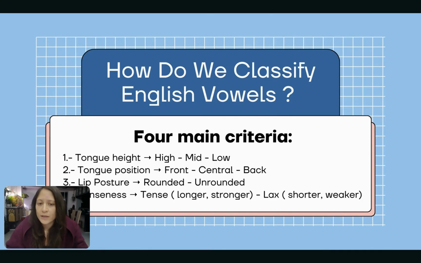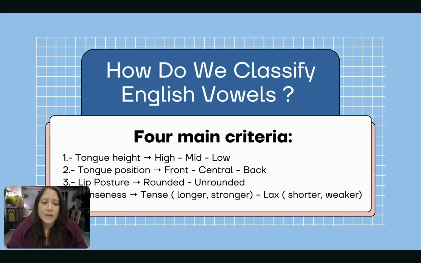We have four main criteria to talk about. First of all is the height of the tongue: high, mid, and low. Then the frontness or backness of the tongue: front, central, and back. We also have lip rounding, rounded or unrounded. And the fourth parameter is tenseness or laxness, tense versus lax vowels, and of course, length, although in modern English, length is not the most important difference anymore.